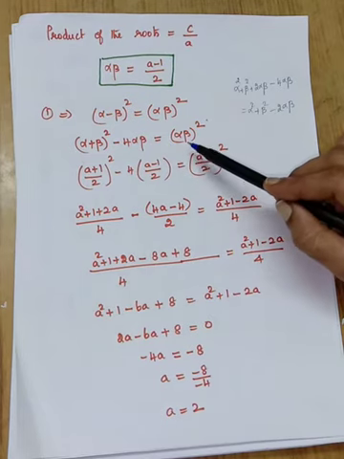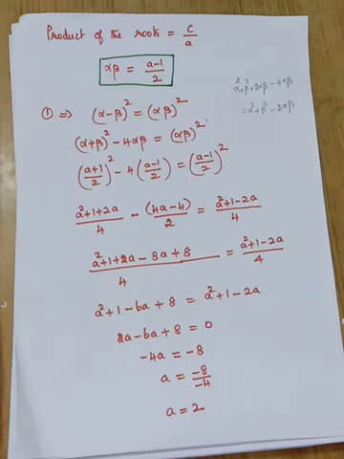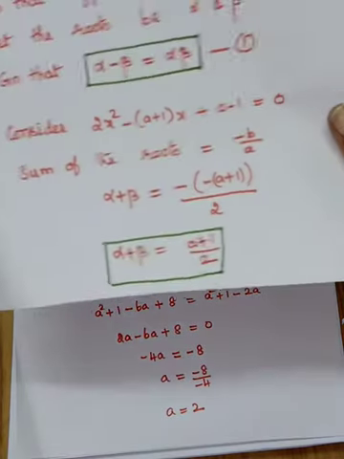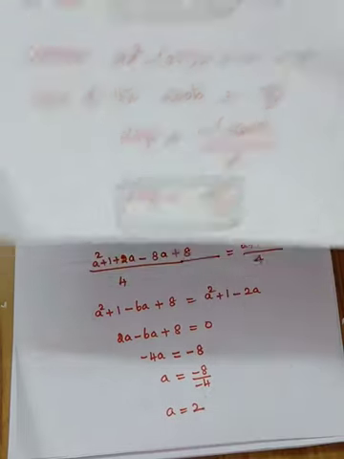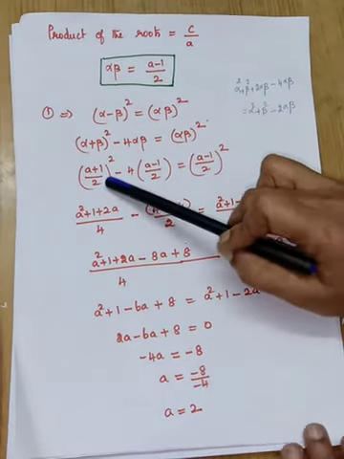So here that is equal to alpha beta the whole squared. What is alpha plus beta? We have found your alpha plus beta is equal to (a plus 1) by 2. So here it is substituted.